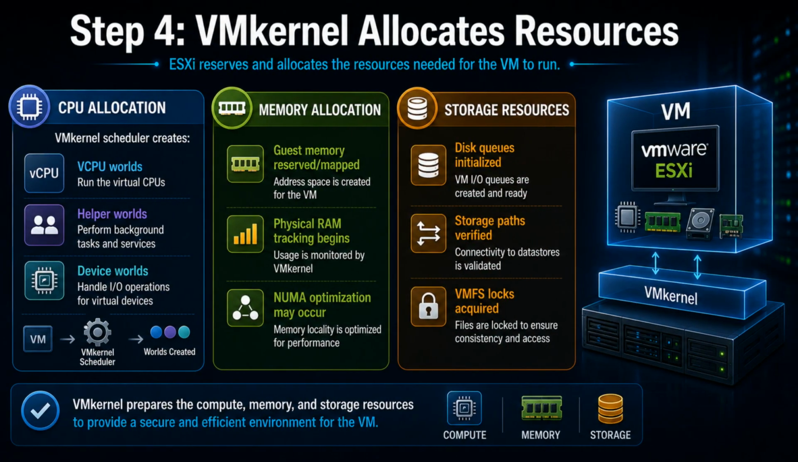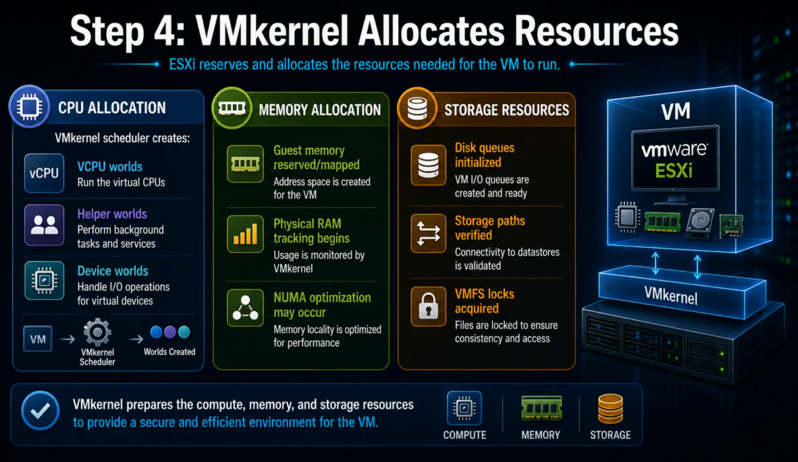Now, ESXi begins reserving real physical resources for the VM. vMkernel allocates CPU, memory, storage, and networking resources. The scheduler creates vCPU worlds, helper worlds, and device worlds. Memory gets mapped and tracked, NUMA optimization may occur, and storage paths are initialized with VMFS locking. This is the stage where the hypervisor prepares the environment required for the VM to actually run.